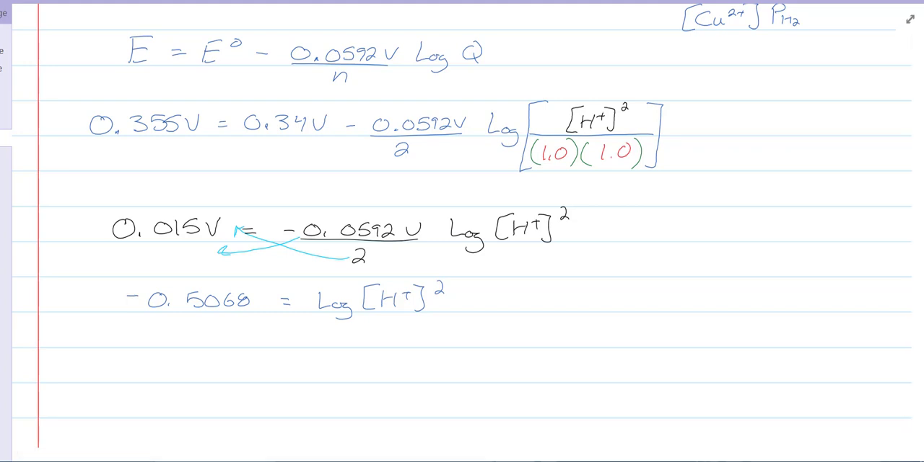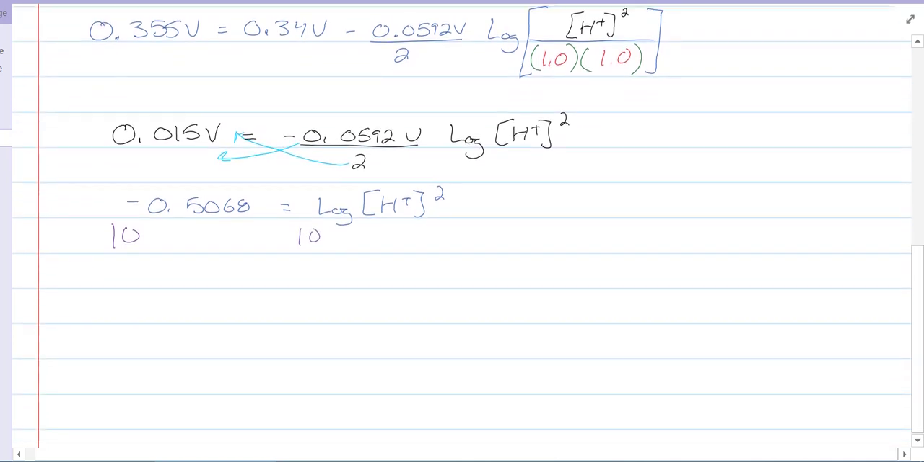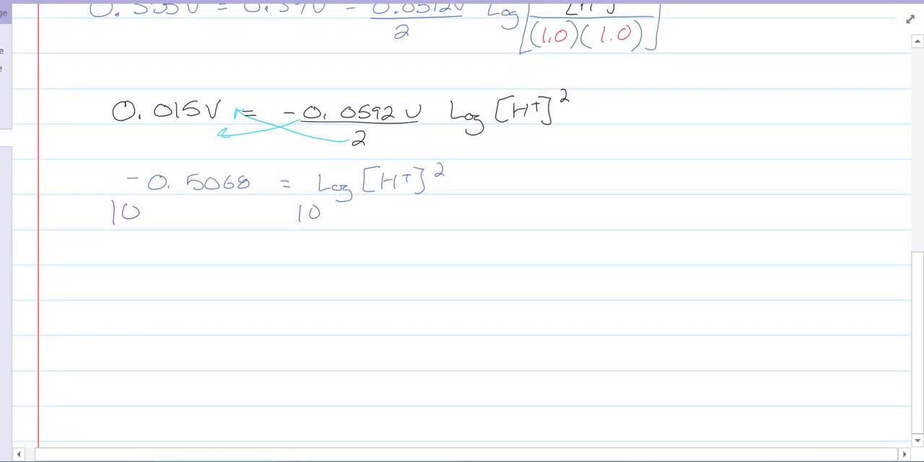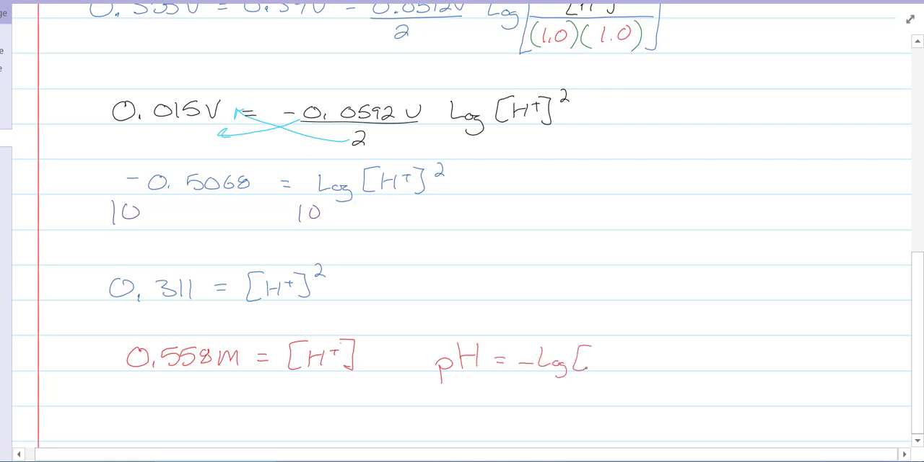Get rid of the log, raise both sides to 10, second log in the calculator. And I get 0.311 equals H+ squared. Square root both sides. I get 0.558 molar equals the concentration of H+. pH equals the negative log of the concentration of H+. So the pH is negative log of 0.558. So it looks like my pH happens to be 0.25.